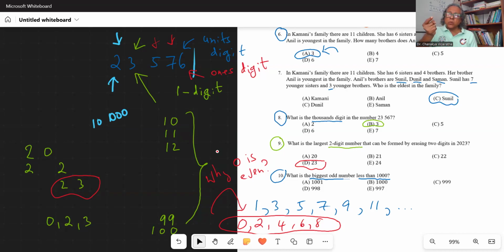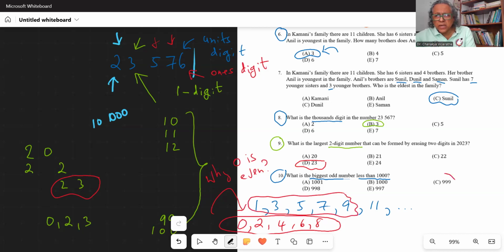And then what is the odd number closest to it? Well, we have 1 before 1,000, which is 999, and that does not end with an even digit. It ends with an odd digit, so it is an odd number. So the biggest odd number less than 1,000 is 999. Okay.